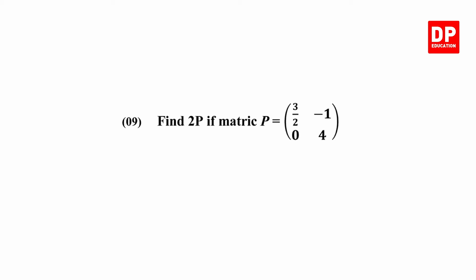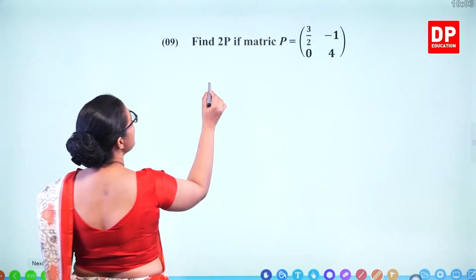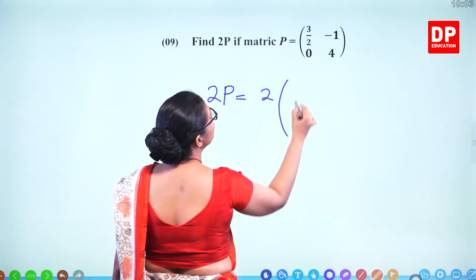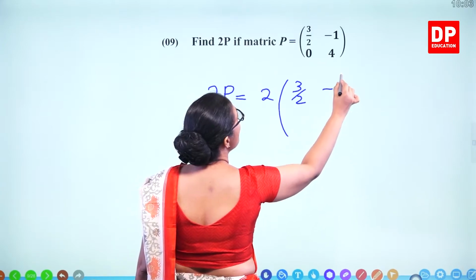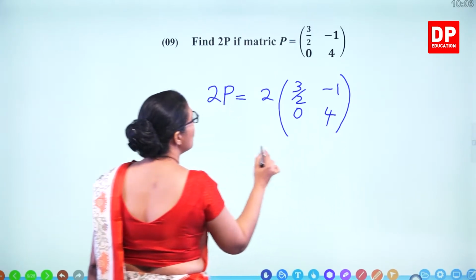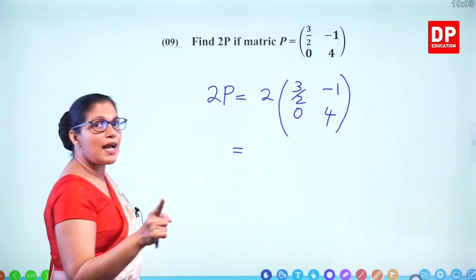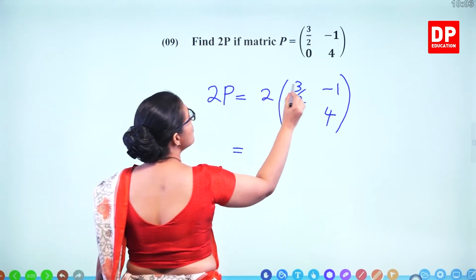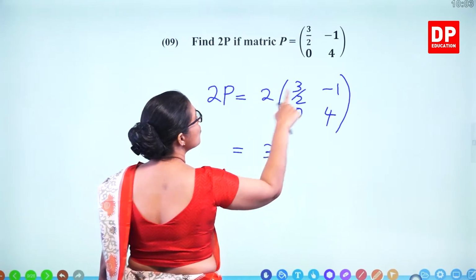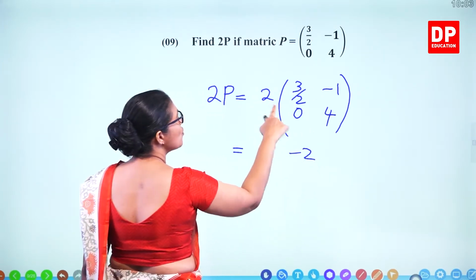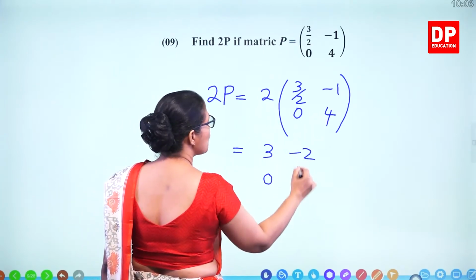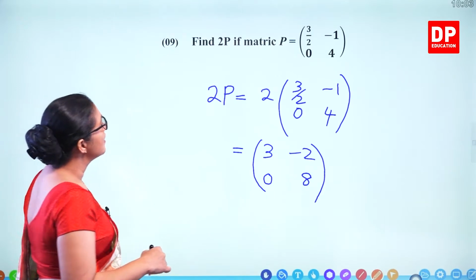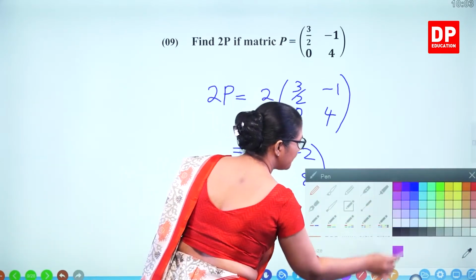Question number 9. Find 2P if matrix P is given. So that means you multiply all the elements by 2. 3 over 2, minus 1, 0, 4. When there's an outside number, you have to multiply all the elements. 2 times 3 over 2, that's 3. 2 times minus 1, minus 2. 2 times 0 is 0. 2 times 4 is 8. So the answer is this. 2 marks for that.